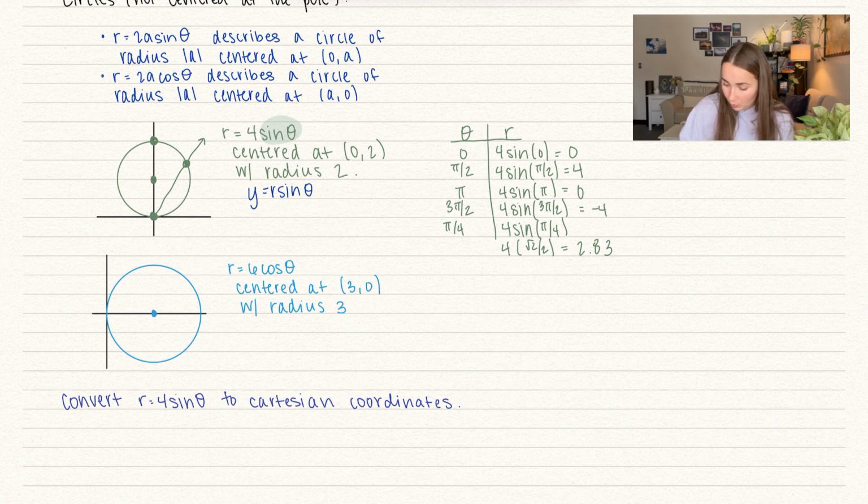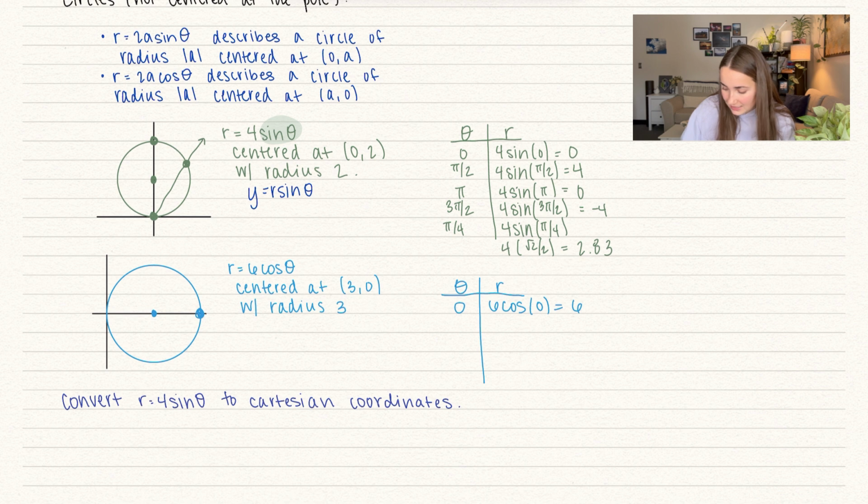If you wanted to plug in points, you're more than welcome to do that. Here we have theta, that's going to be your input, and then we're going to have an output of r. So let's go ahead and start off with theta equal to 0. We get 6 cosine of 0, which is 6 times 1, which is 6. So in that 0 direction, we're going to go out a radius of 6.